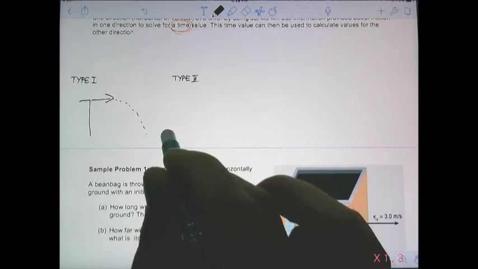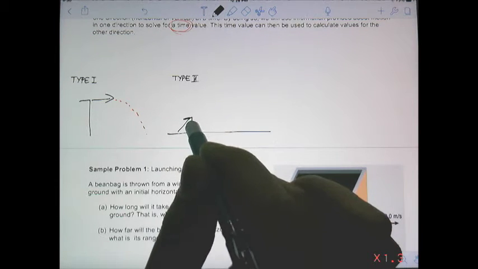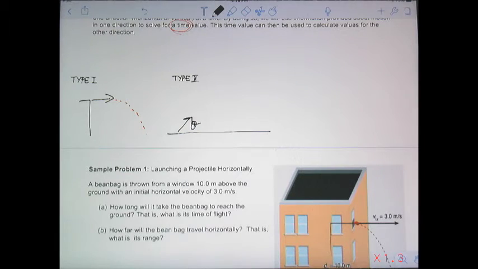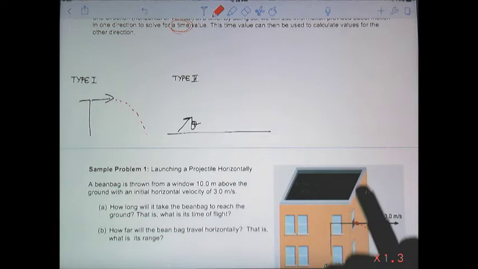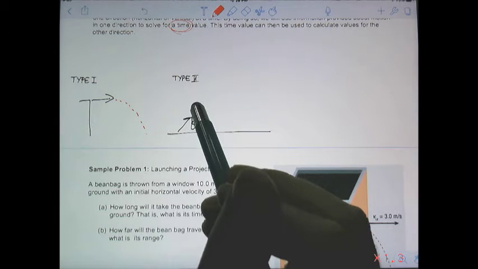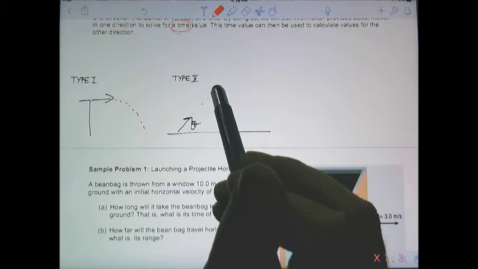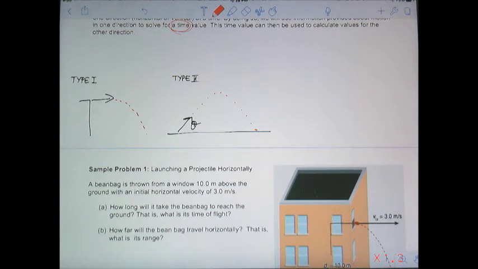In type 2, the object is launched at an angle from the ground. Imagine the trajectory that this projectile will travel. If you've played Angry Birds, you might guess that the projectile trajectory would look like this: a symmetrical parabola, where the object is launched at an angle from the ground and returns back down to the ground. This is type 2.